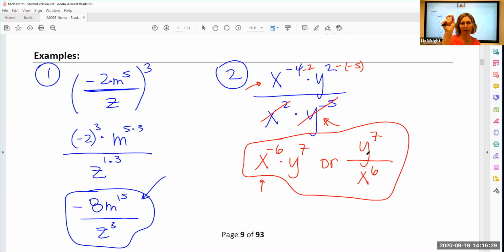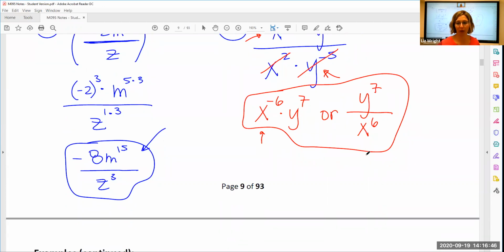Y squared times y to the 5th, adding those exponents, 2 and 5, is going to give you 7. And in the denominator, you would have multiplied x squared times x to the 4th, and then added their exponents of 2 and 4 to give you 6 in the denominator. So that's another way to do it, and that's another way I've shown you on a previous problem.